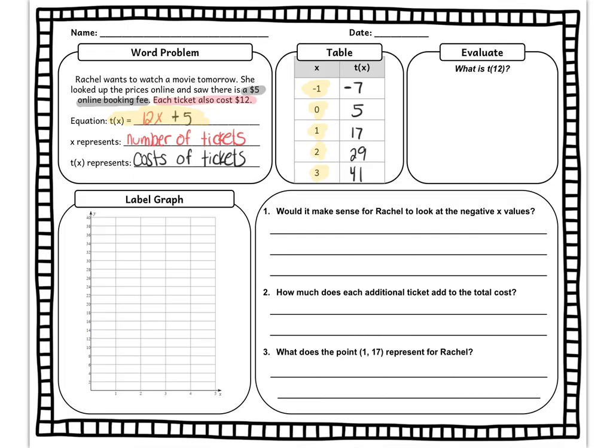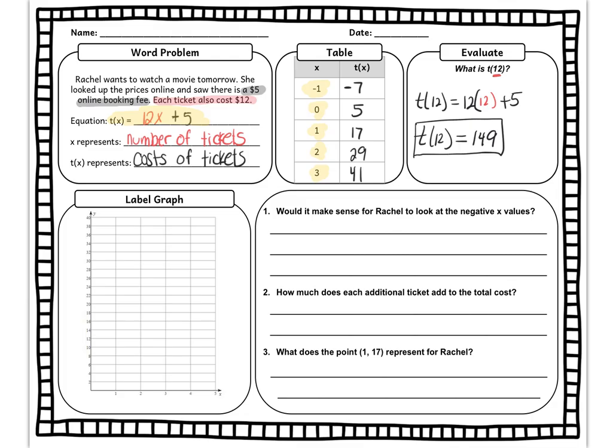So I want to also evaluate by finding T of 12. So if you already created a table, the fastest way is to scroll down to number 12. If you did not create a table, then we know that this means X is 12, meaning she bought 12 tickets. So I would write T of 12 is equal to 12, parentheses, because now X is actually going to be replaced by this 12, plus 5. So T of 12 using order of operations, 12 times 12 is 144 plus 5, so 149.